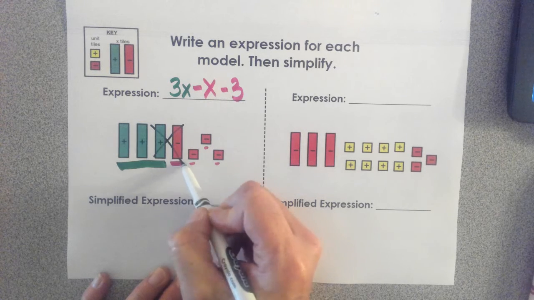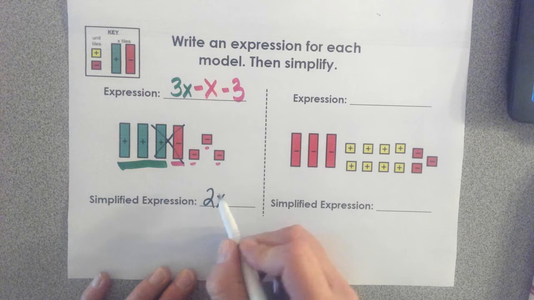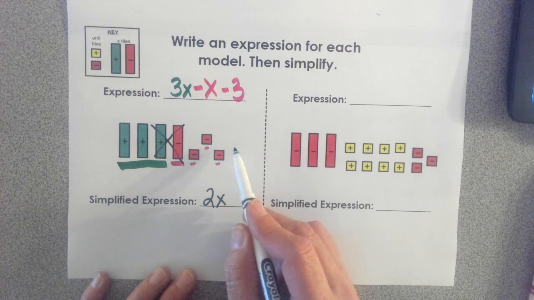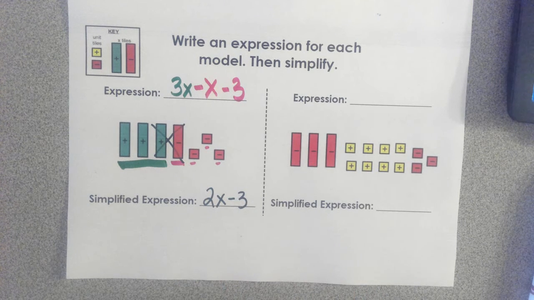So in combining like terms, I put my x's with the x's, but this negative will cancel this positive, so what's left over? 2x. And nothing will cancel these 3 negative tiles because there's no positive tiles, so that's going to stay a minus 3. So the final answer, 2x minus 3.